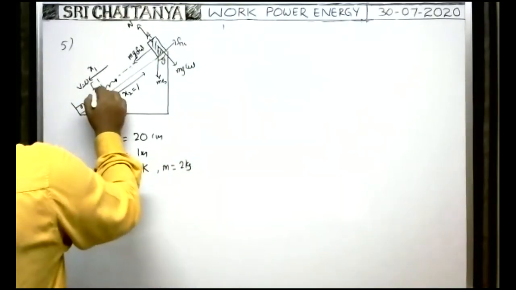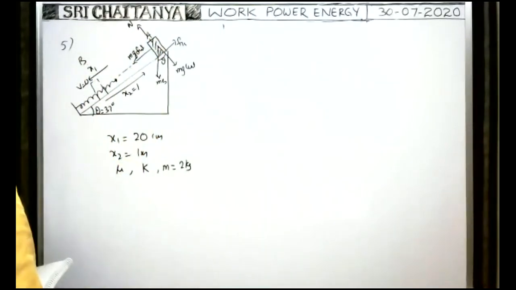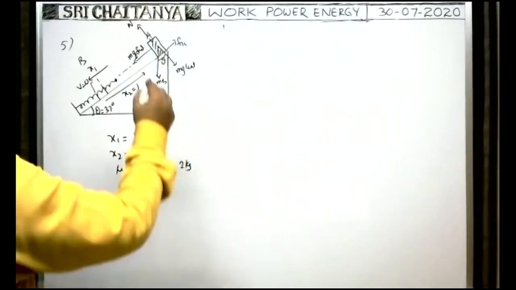Suppose this is position B. This is the position of the block, B. Say it is B, and this is A. So first consider the motion of the block from A to B.